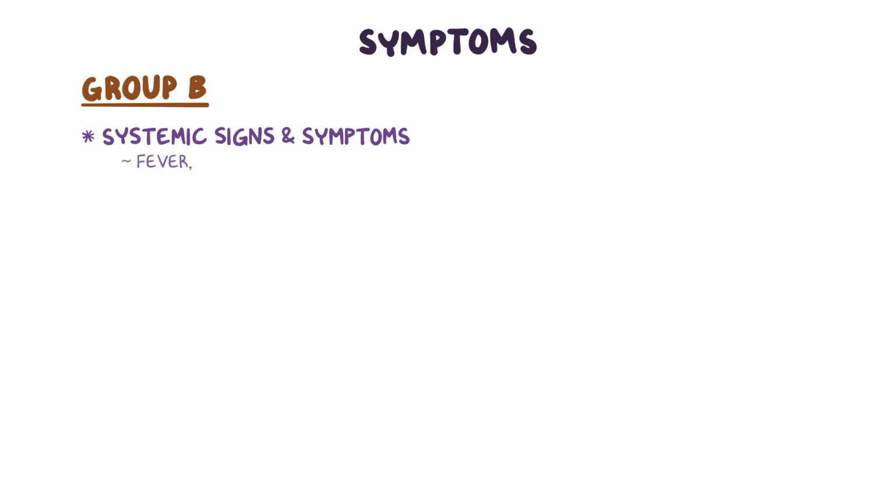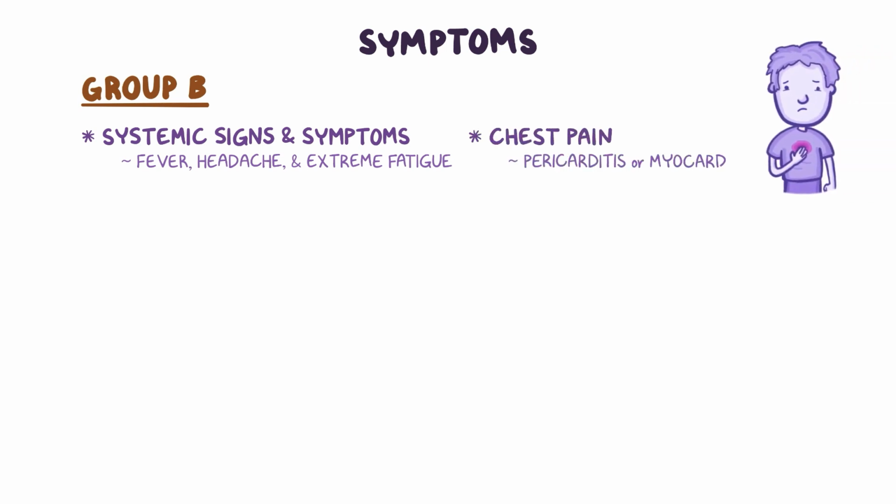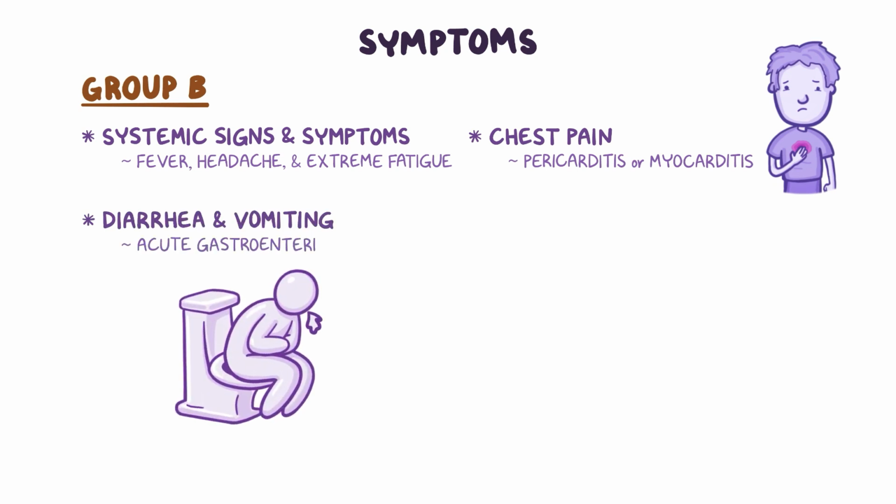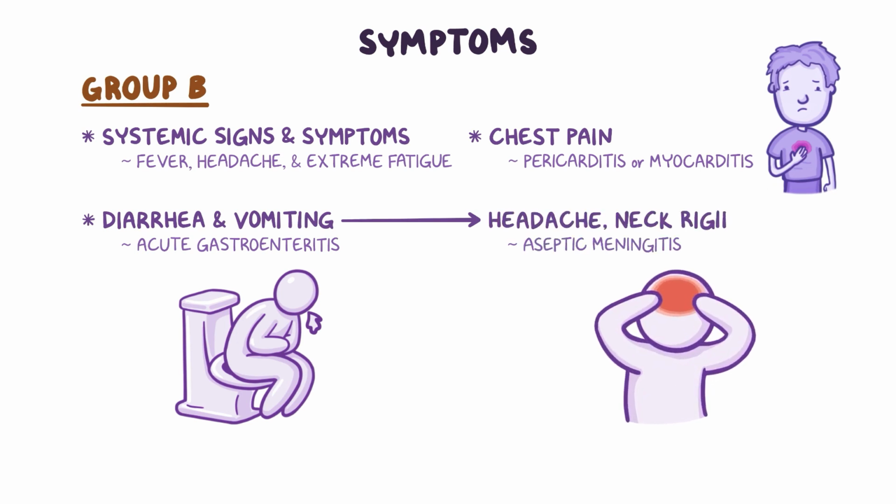When the infection is due to a Group B Coxsackievirus, it typically causes systemic signs and symptoms, including fever, headache, and extreme fatigue. Other symptoms may vary depending on the affected organs, such as chest pain in case of pericarditis or myocarditis, and diarrhea and vomiting in case of acute gastroenteritis. If it progresses to aseptic meningitis, it typically causes a headache, neck rigidity, and pain.